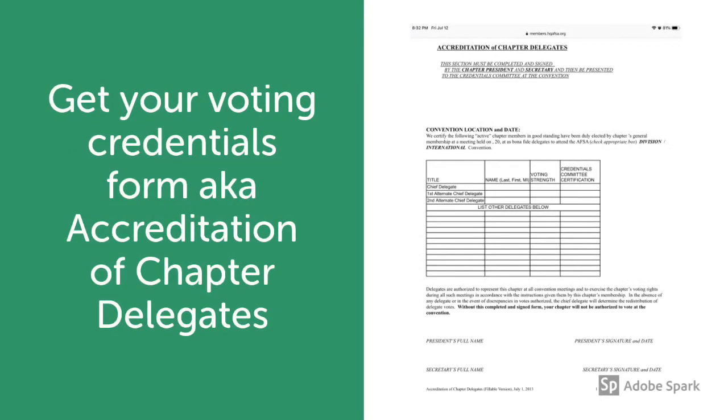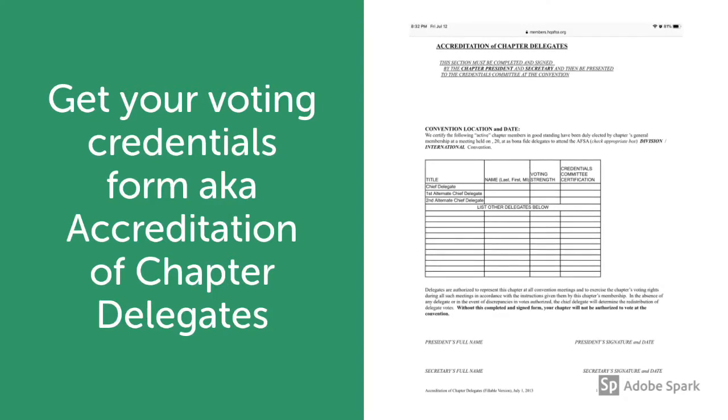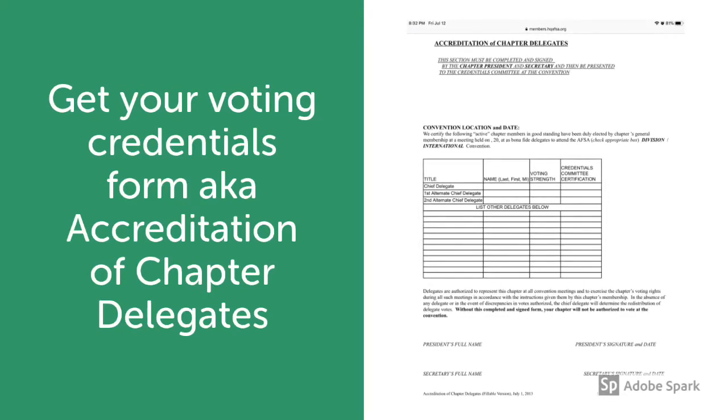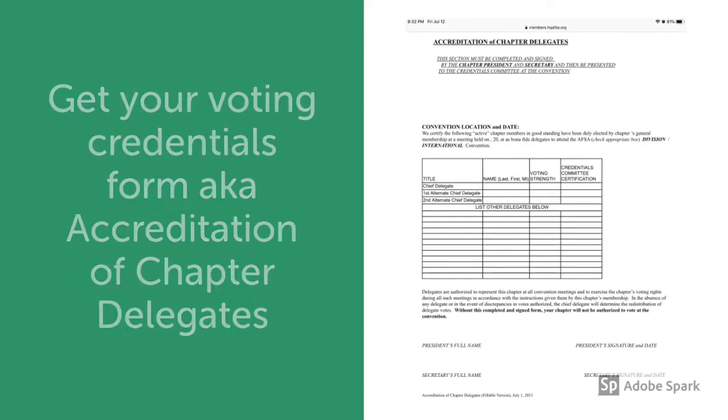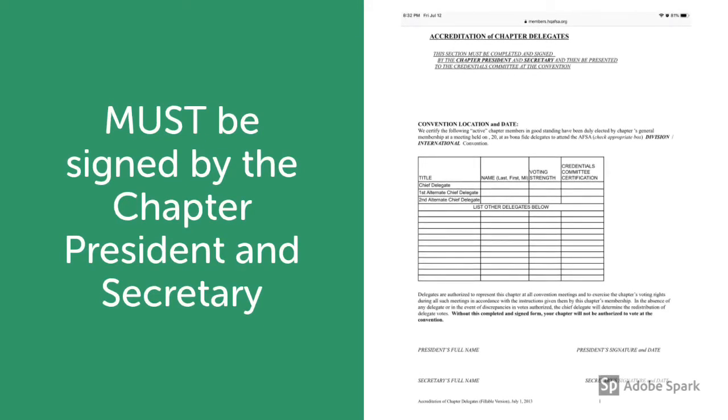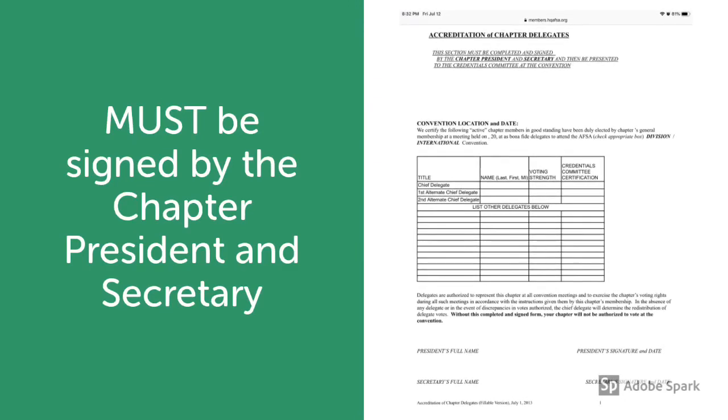Now that you have your chapter's credentials report, go ahead and grab your voting credentials form, also known as the accreditation of chapter delegates. If the form is not already included in the email, you can find it under Forms once you log into the AFSA website. I cannot emphasize enough that this form must be signed by the chapter president and secretary. Without both signatures, it will cause problems for your delegates when they check in at the event.